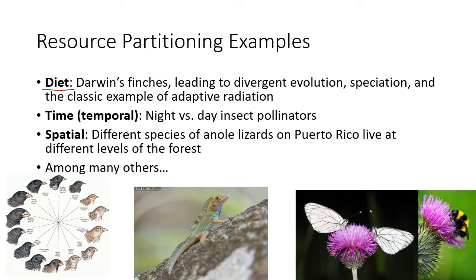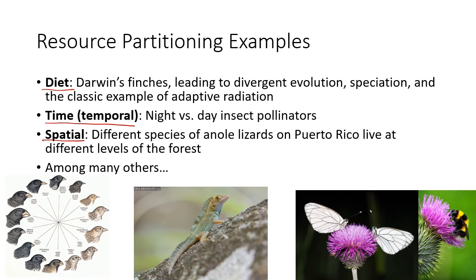All right. Time. Day and night pollinators are a great example of time. These thistles are pollinated by bumblebees and night flying moths. They're both taking advantage of this food source, but they're not competing directly with one another because the bumblebees are pollinating during the day and the moths are pollinating at night.